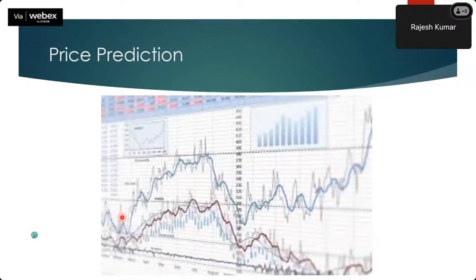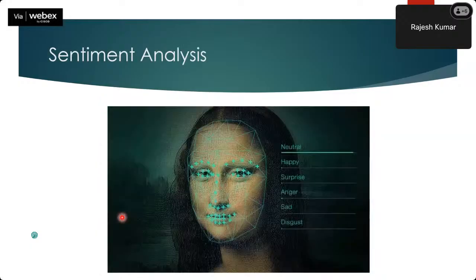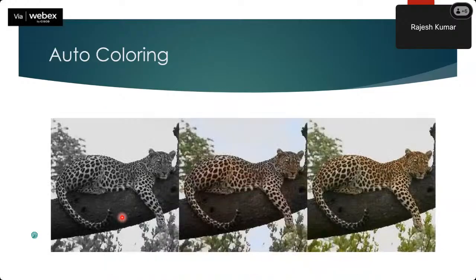Finance is full of it. Prediction models, people are using it to get the predictions as accurate as possible. Sentiment analysis is full of it. You have an image, and then you can find the sentiments from there, whether the person is happy, or in anger, or sad. The machine is identifying those things automatically.